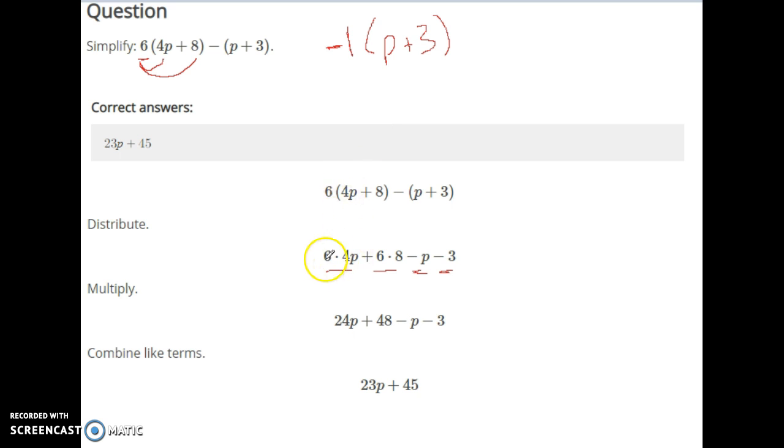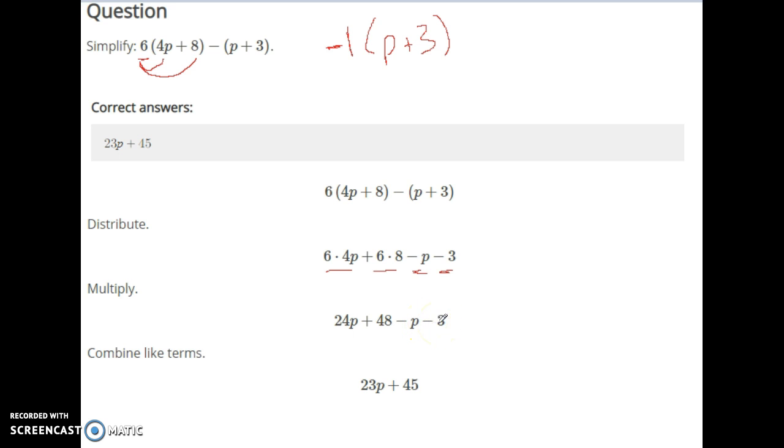So just like we did here with the 6, we multiply it by both terms. We do that negative 1 and multiply it by both the terms. And so now let's actually do that multiplication. 6 times 4 is 24. 6 times 8 is 48. And we've already just done minus 1 times each of those terms in the second parentheses.